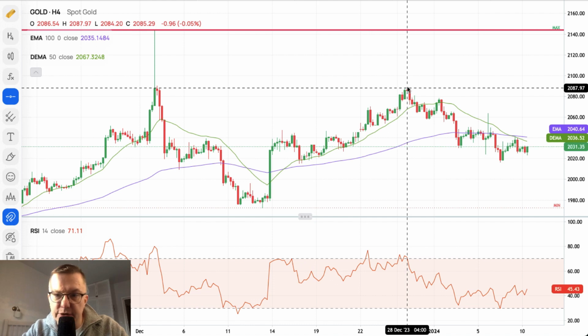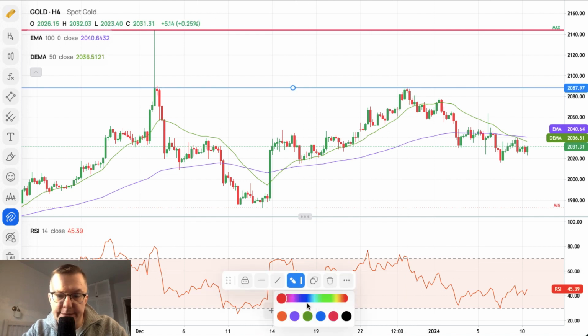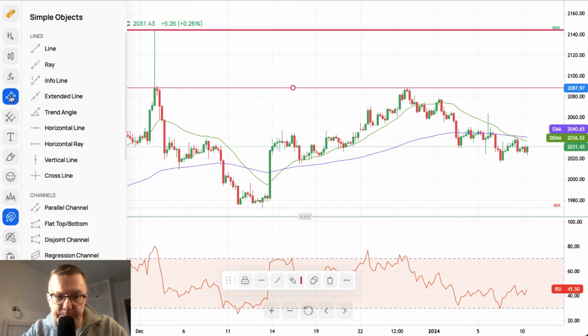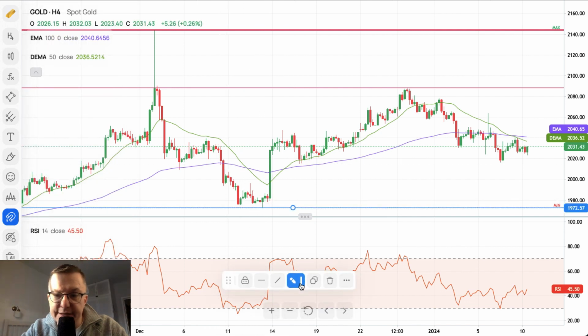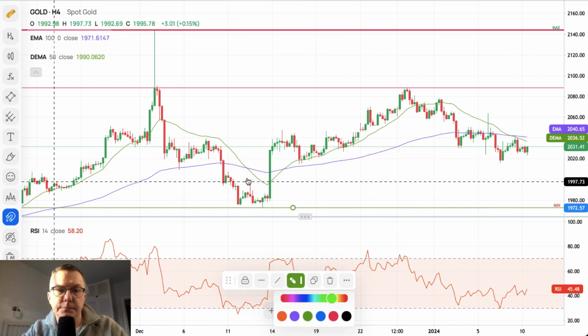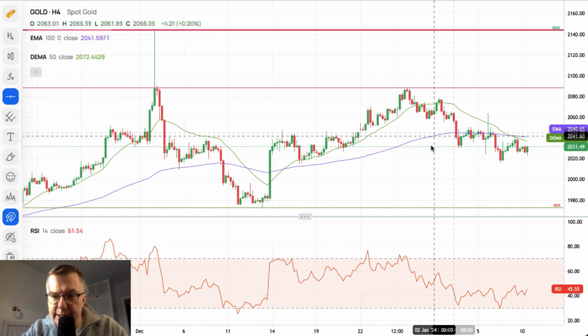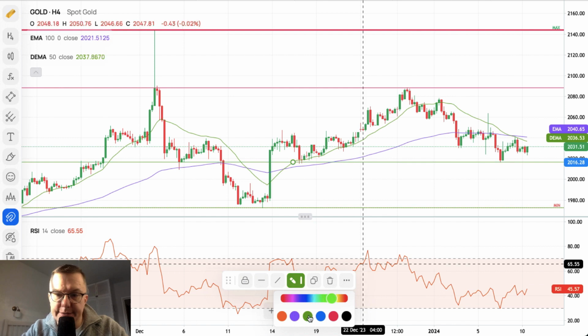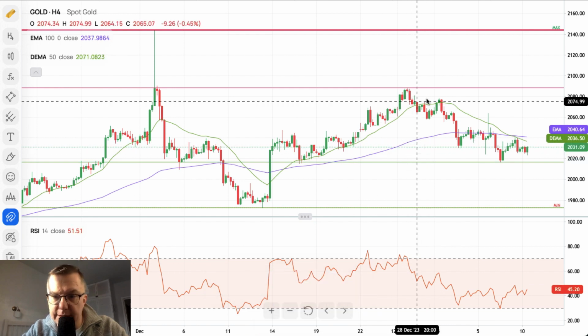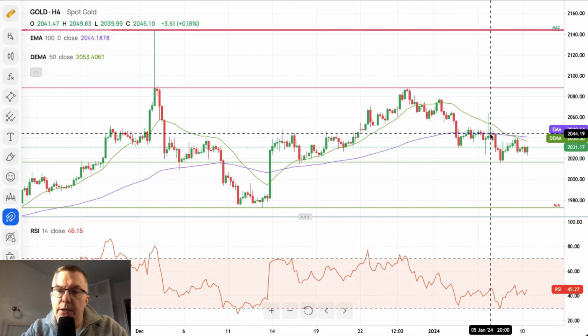The next level worth attention is this high here from the end of December 2023. 2087 is the next level, so we need to mark it as the lower swing high, so it's technical resistance. The support comes at 1972. Please remember, this is the 4-hour chart only, and the other technical support comes with the level of 2016. So for now, it looks like the market keeps moving lower.